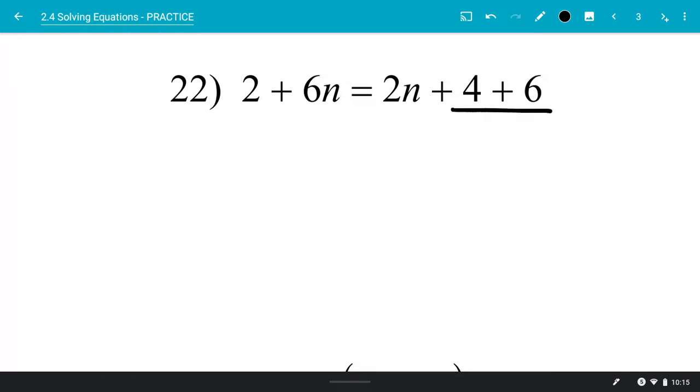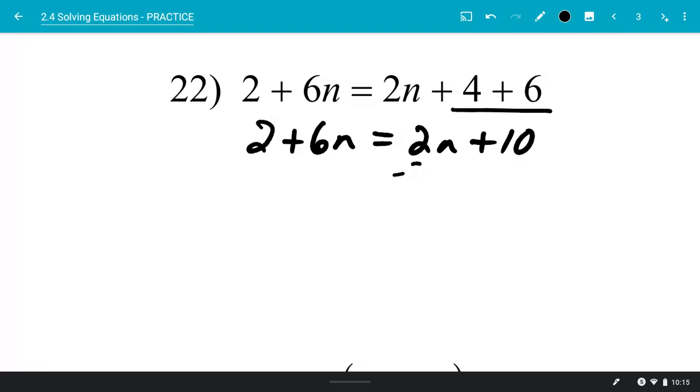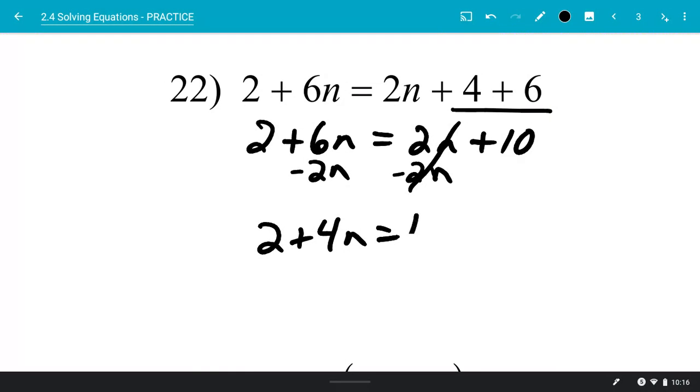Quickly, I'm just going to combine those two like terms. So I got 2 plus 6n equals 2n plus 10. Everybody okay with that? Cool. I need to move one of those variables. If you always move the smaller one first, 90+% of the time you'll end up with a positive number, versus a negative. And we all know we struggle with our negatives sometimes, right? So I want to subtract 2n first from both sides. Now I'm left with 2 plus 4n equals 10.